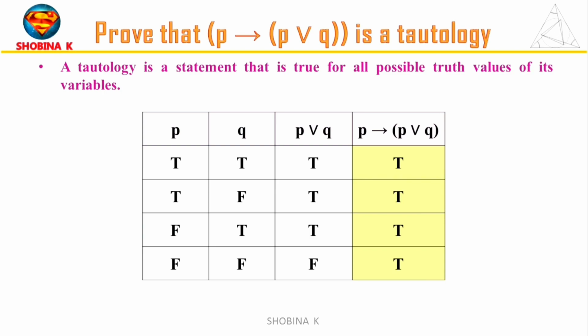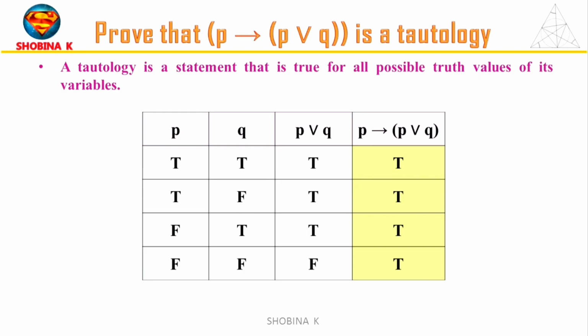The column P and Q represents the possible truth values for the variables P and Q. The column P or Q represents the result of the logical OR operation between P and Q. The column P implies P or Q represents the final result of the expression P implies P or Q.